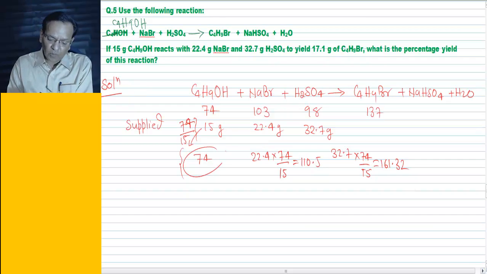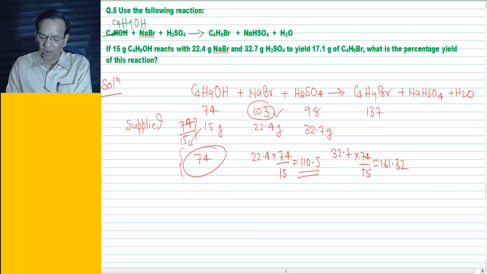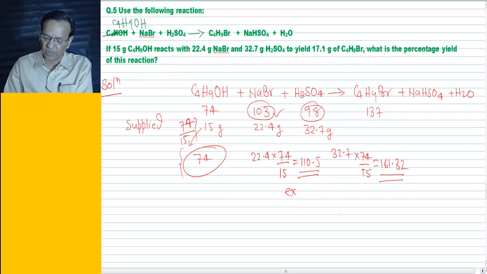So for 74 gram of alcohol, we require 103 gram of sodium bromide, but available is 110, which is more than the requirement. So it is in excess. We require only 98 gram of sulfuric acid. We have available 161, so it is in excess. So this is the limiting reactant. And now accordingly, we'll determine the mass of product.